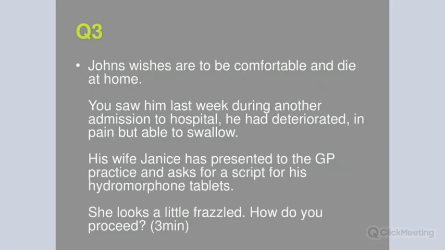So the third question for this case: John's wishes are to be comfortable and die at home. You saw him last week during another admission to hospital. He had deteriorated. He was in pain but was able to swallow. His wife, Janice, has presented to the GP practice and asks you for a script for his hydromorphone tablets. She looks a little frazzled. How do you proceed?